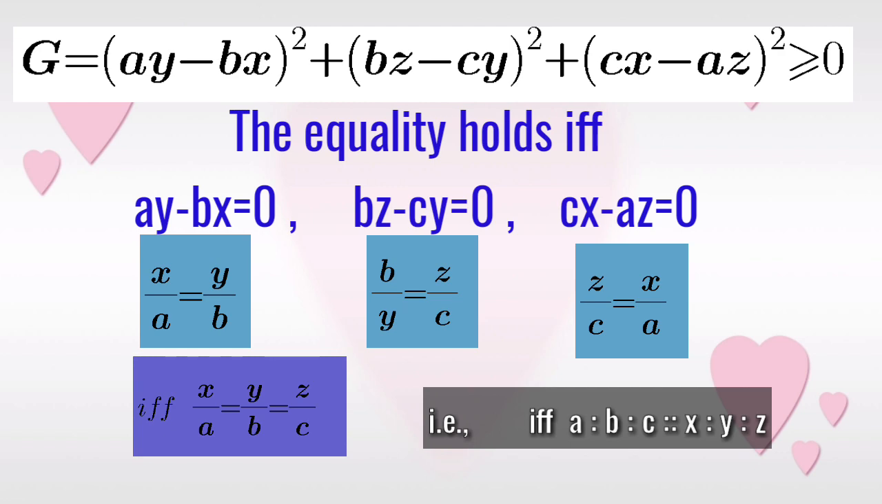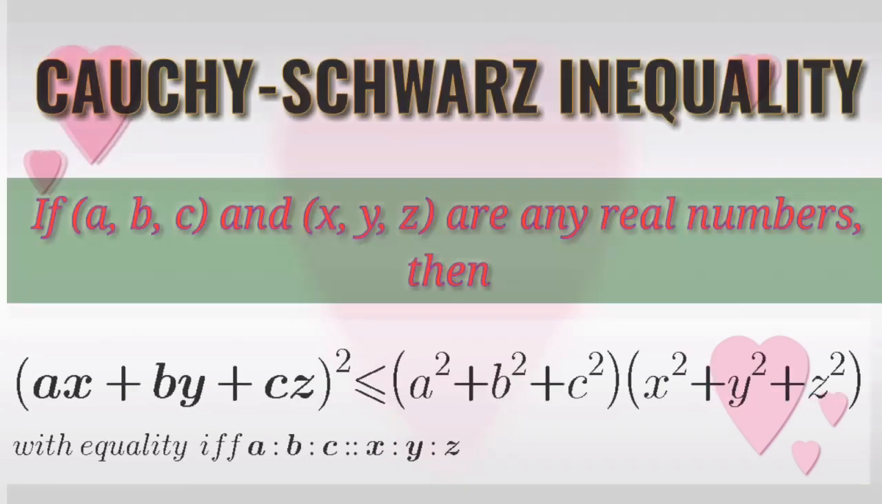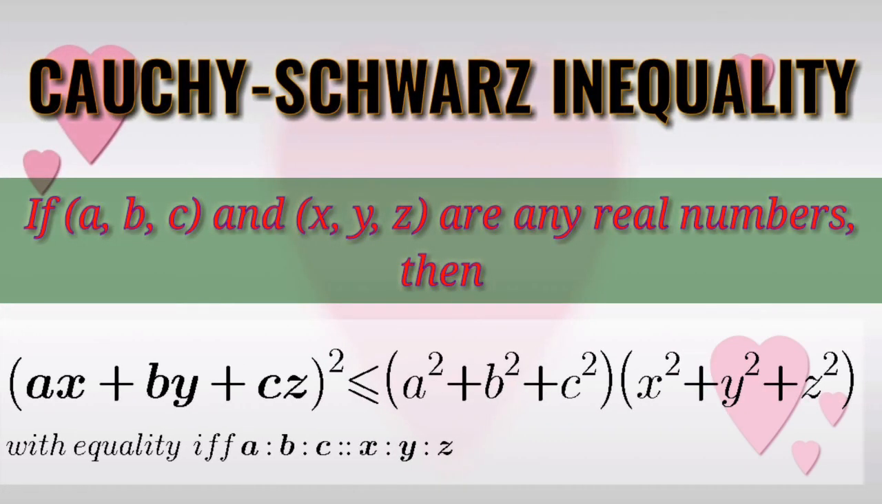With this we can conclude that if a, b, c and x, y, z are any real numbers, then (ax + by + cz)² is less than or equal to (a² + b² + c²)(x² + y² + z²), and the equality holds if and only if a:b:c is the same as x:y:z. This is what the Cauchy-Schwarz inequality is.